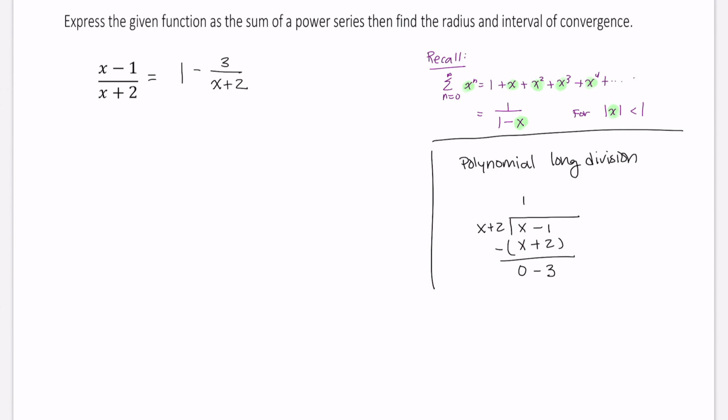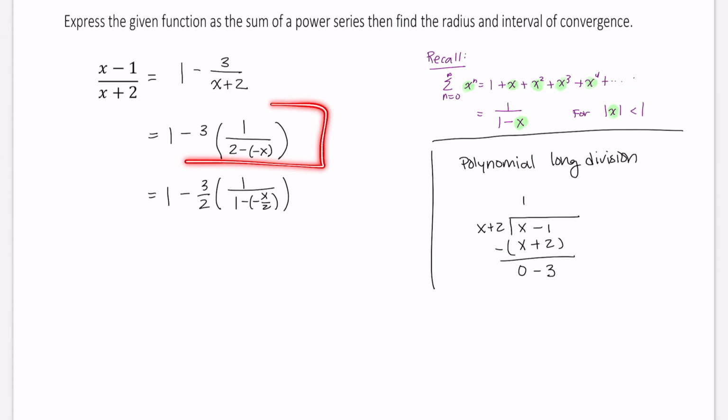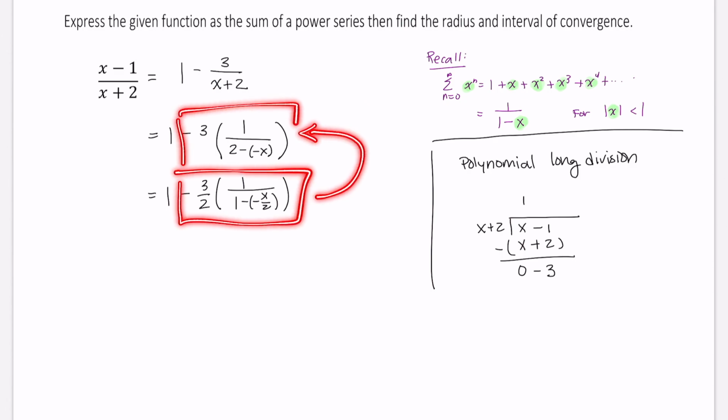Okay, let's continue to rewrite this. This is 1 minus 3 times 1 over 2 minus negative x. And then I can rewrite this one more time. This is 1 minus 3 over 2 times 1 over 1 minus negative x over 2. Excuse me, not negative x, this should be negative x over 2. There we are. Take a moment and verify that you agree that this is the same as this, and then verify that this is the same as this.